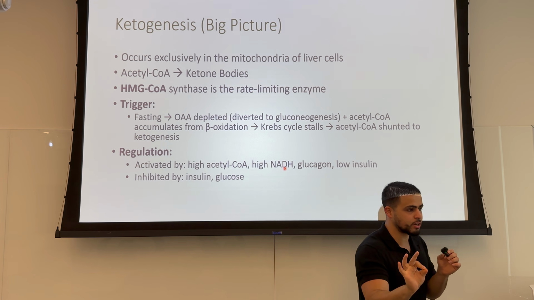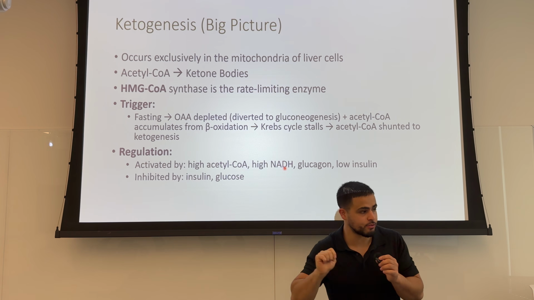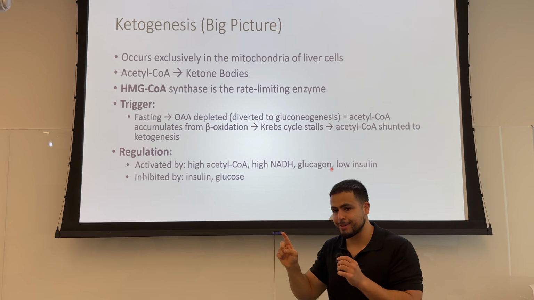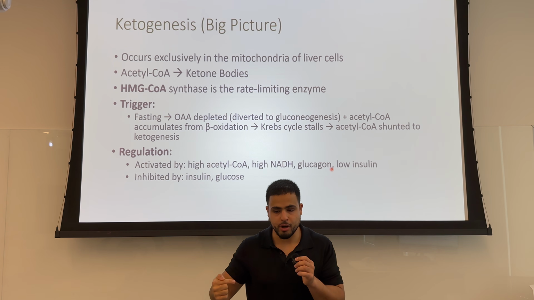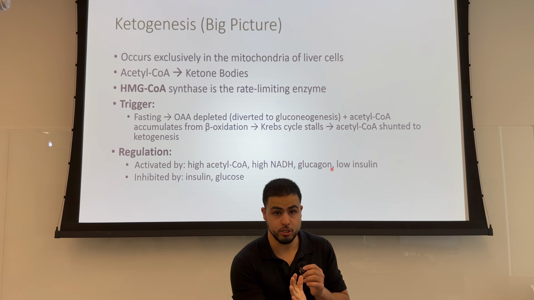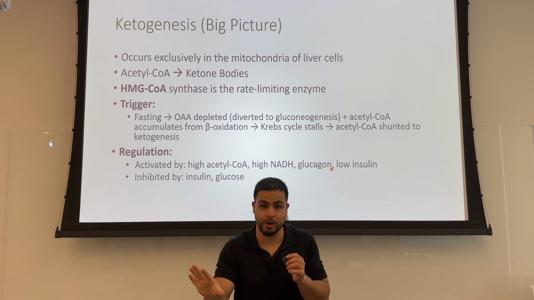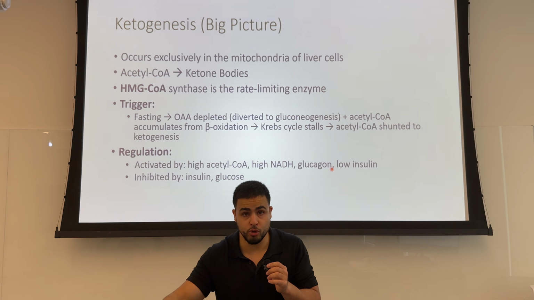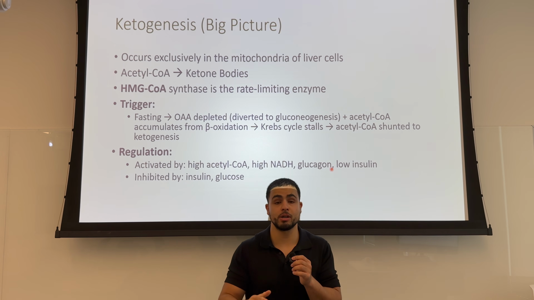So it's going to shut the Krebs cycle and activate the synthesis of ketogenesis. Glucagon, so let's think of it in terms of insulin. We just mentioned that insulin is involved in the process of storing away fat, so it's going to inhibit ketogenesis, right? Likewise, glucose. Insulin is released when you have a lot of glucose. So if you have a lot of glucose, you're going to shut down the process of ketogenesis.